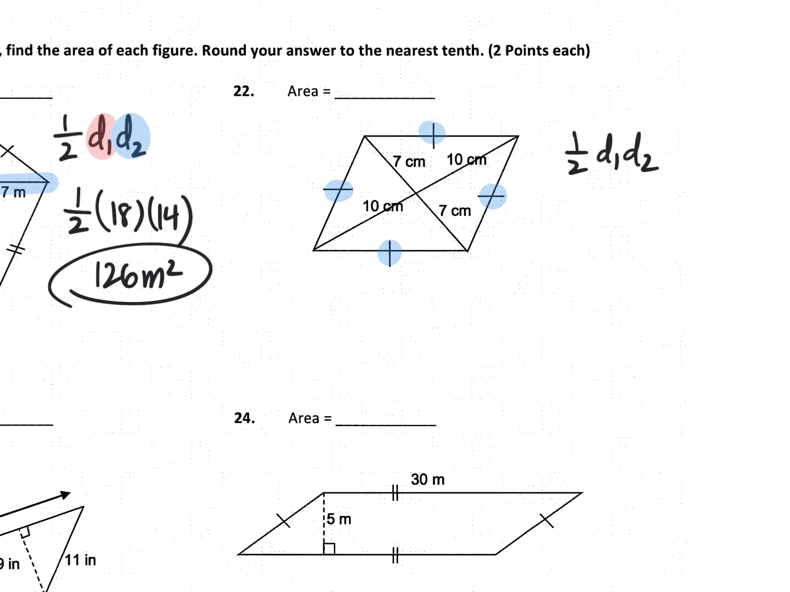So if we go ahead and highlight here diagonal 1, we'll say that this is my diagonal 1, and then my diagonal 2 is that 10 and 10. So when I plug this in, I get 1/2 times 7 plus 7, which is 14, and times 10 plus 10, which is 20. So plug that in the calculator, and you should end up with 140 centimeters squared. Don't forget the units.